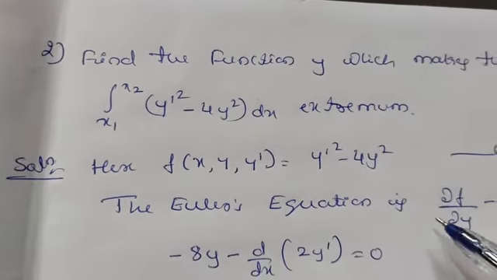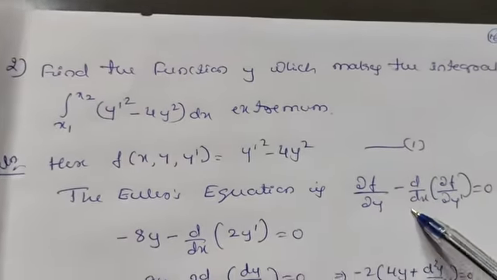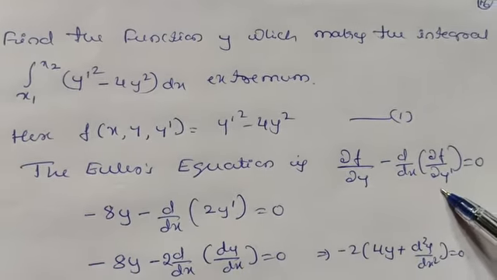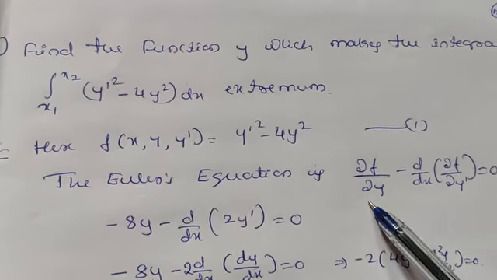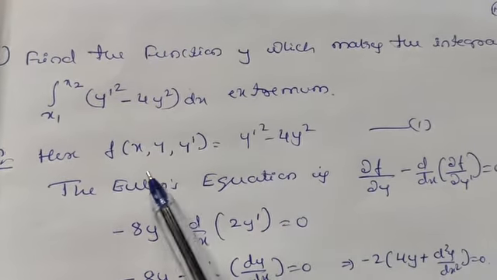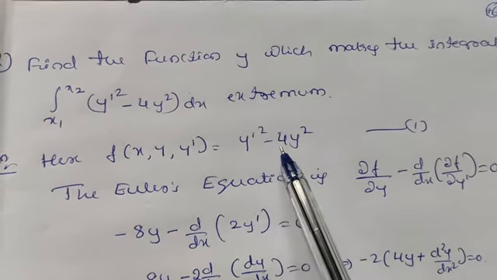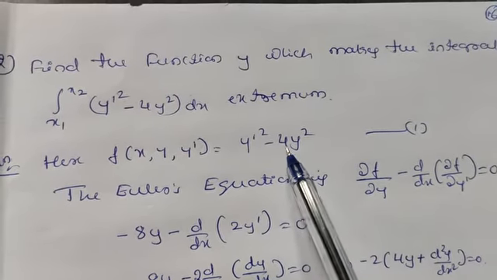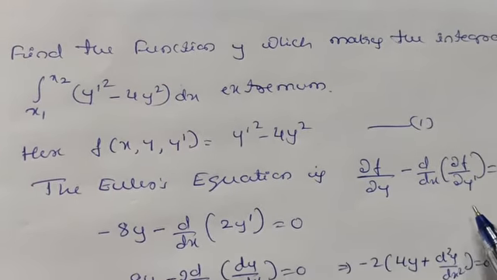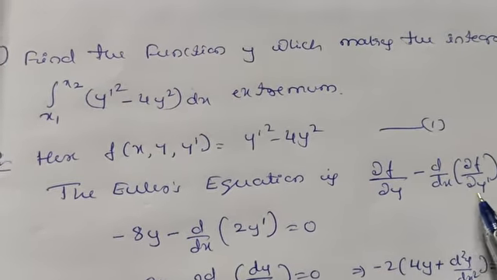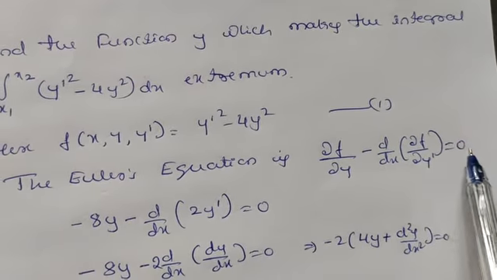First step is you have to write the Euler's equation. The Euler's equation is dou f by dou y minus d by dx of dou f by dou y dash is equals to 0. So first dou f by dou y. Again differentiating this f partially with respect to y. So this is 0 minus 4 derivative of y square is 2y. So it is minus 8y minus this d by dx as it is dou f by dou y dash. Dou f by dou y dash is 2y dash is equals to this 0.